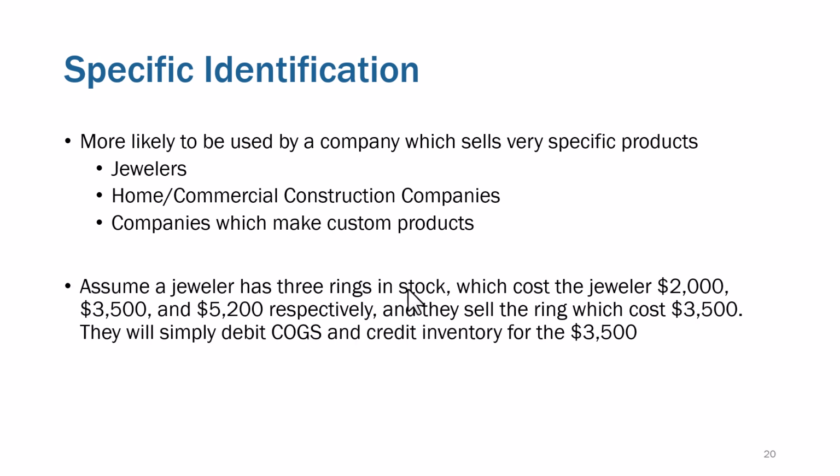If a jeweler has 3 rings in stock and they cost the jeweler $2,000, $3,500, and $5,200, and they sell the ring which costs $3,500, they absolutely are going to know that it's that ring they're selling. So they will usually use specific identification, and they will just debit cost of goods sold and credit inventory for that $3,500. It wouldn't make sense for the jeweler to use FIFO, LIFO, or weighted average when these prices are so distinct and it's easy to track which one is being sold.